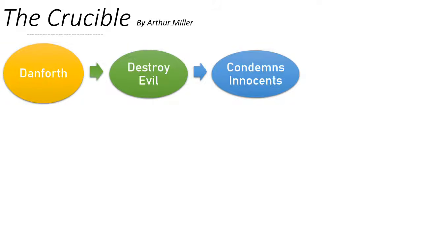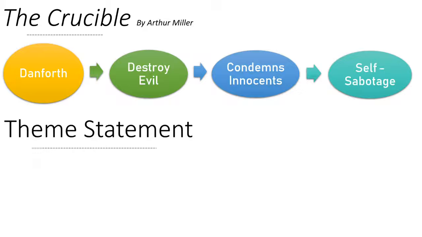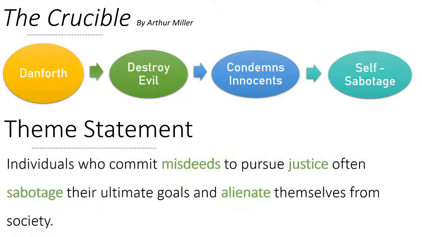At the end, he actually sabotages himself and alienates himself from the rest of society because people are beginning to realize that Danforth is causing the execution of innocent people. Here's our theme statement. Individuals who commit misdeeds to pursue justice often sabotage their ultimate goals and alienate themselves from society.